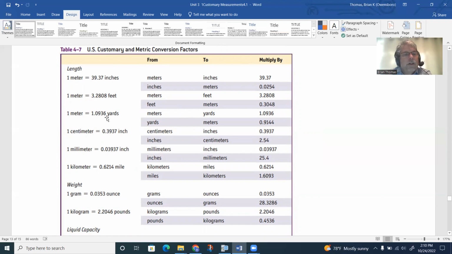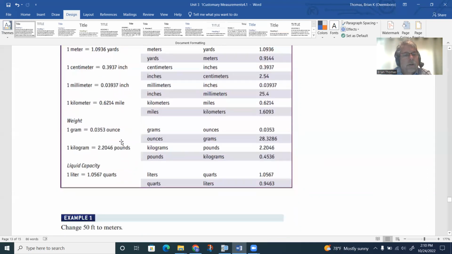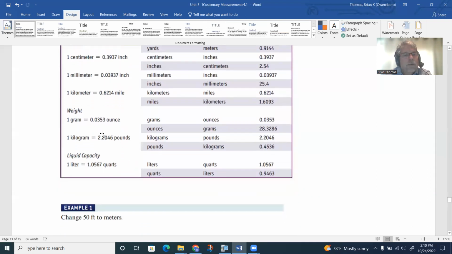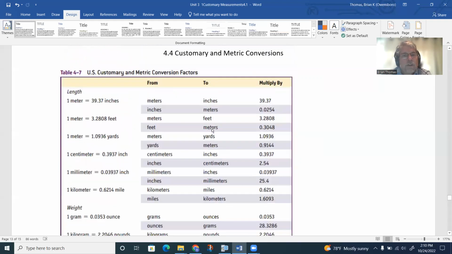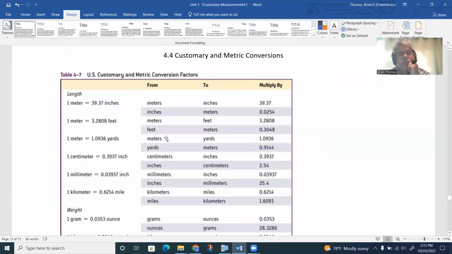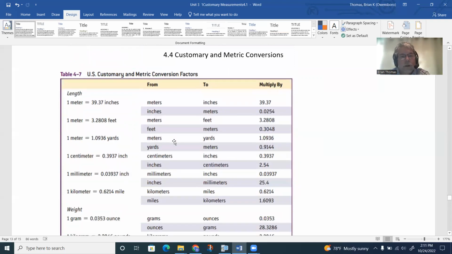Notice how we do have conversions: meters and inches, meters and feet, meters and yards, centimeters and inches, millimeters and inches, kilometers and miles. We have grams and ounces, kilograms and pounds, liters and quarts. So we have all these different conversions that we can do. If we know what we're doing, we have these special conversion factors that we can use as a shortcut.